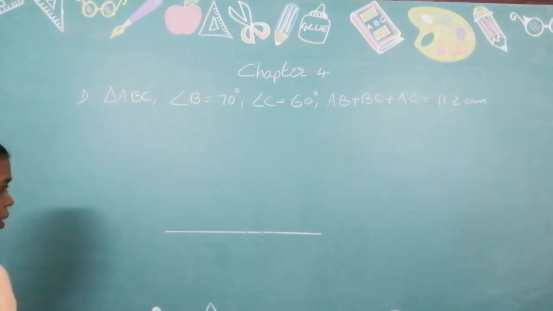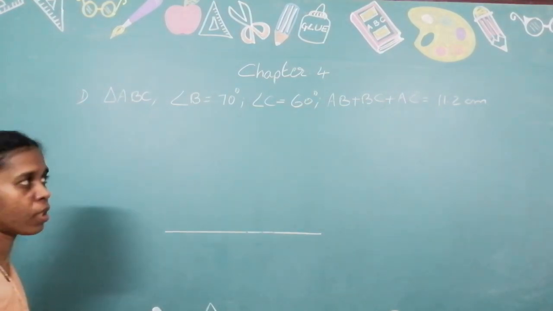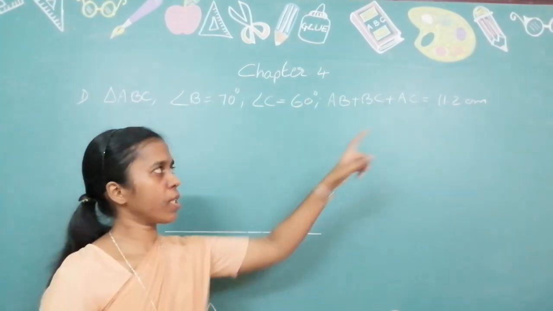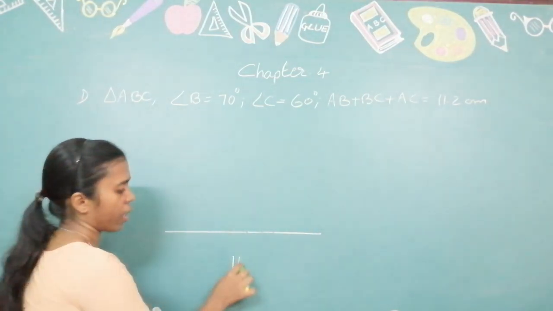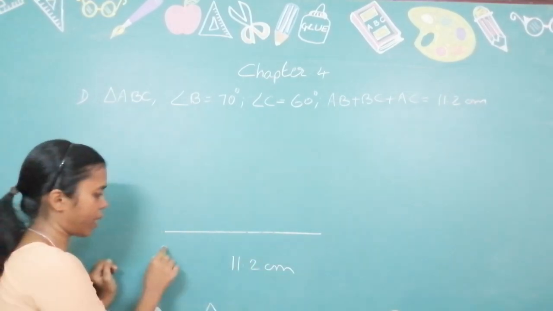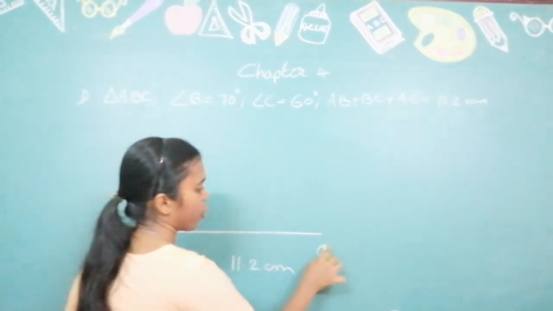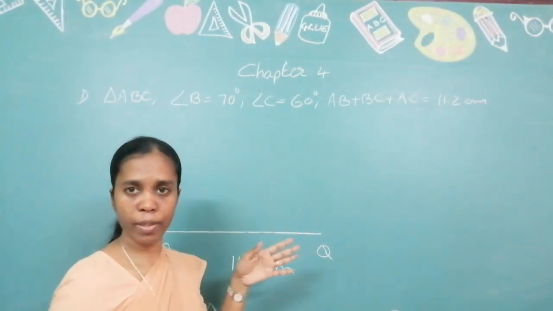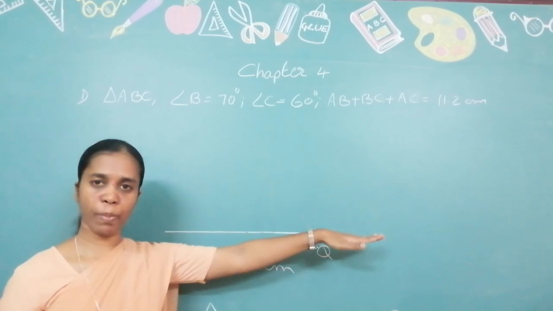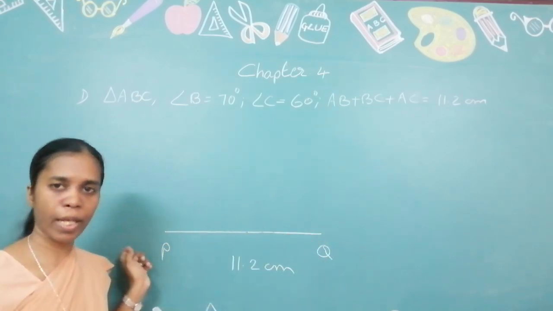Whatever is given, you draw first. We are given the perimeter, the length of all three sides, that is 11.2. So you take that 11.2 centimeter and draw it as your base. You name it as PQ, other than the names of the triangle. That is the only length given to us, the perimeter. You just draw the line of it.